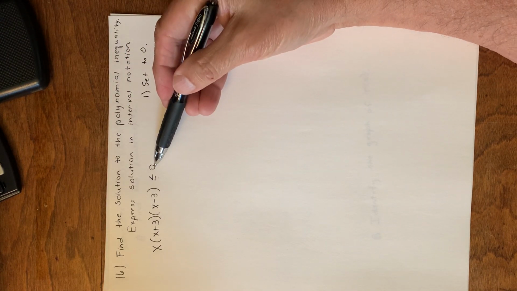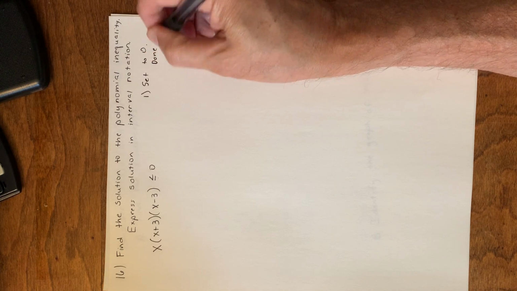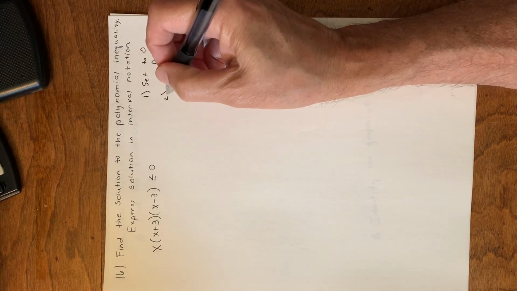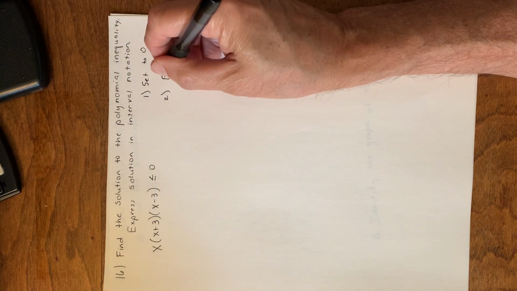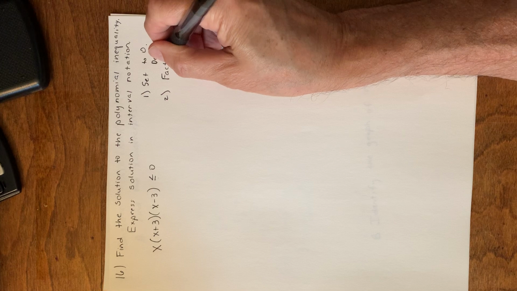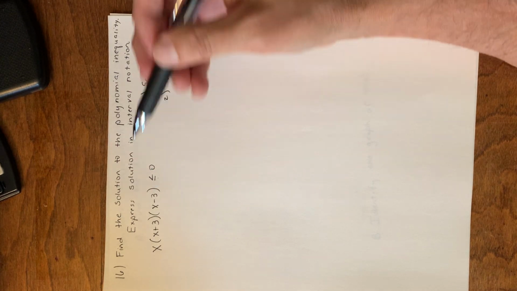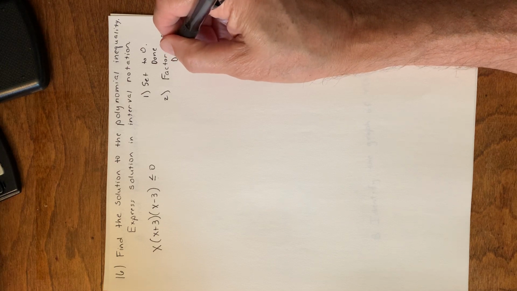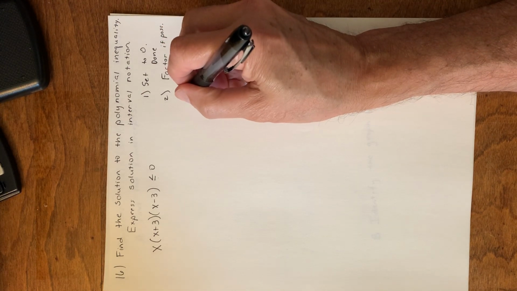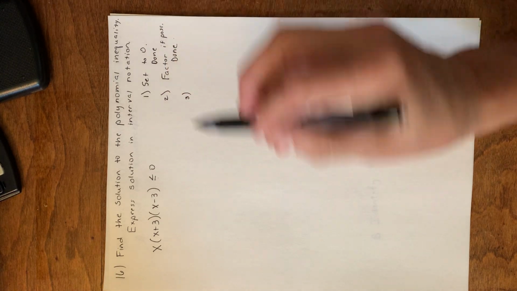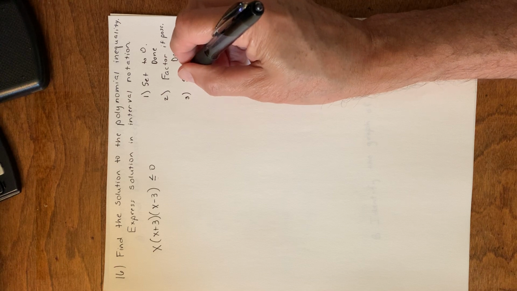It's already set to 0, so step number 1 is done. Step number 2, factor the polynomial if possible. The left side is already factored. Thank you very much, Mr. Hawks. That's done also. Step 3 is the same as well. Set each factor equal to 0 and solve.